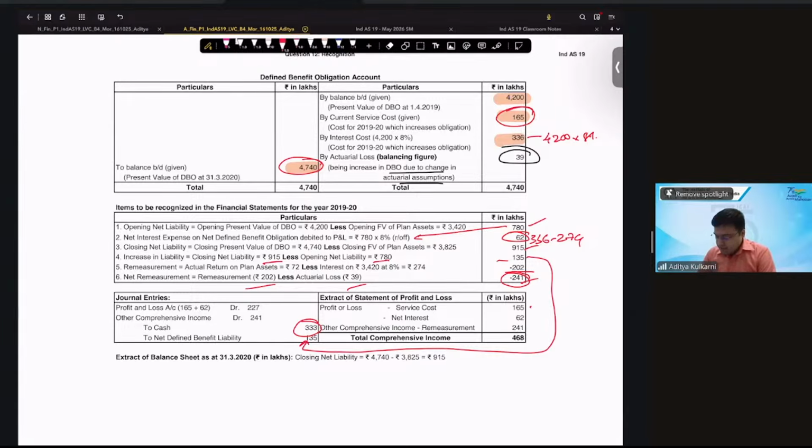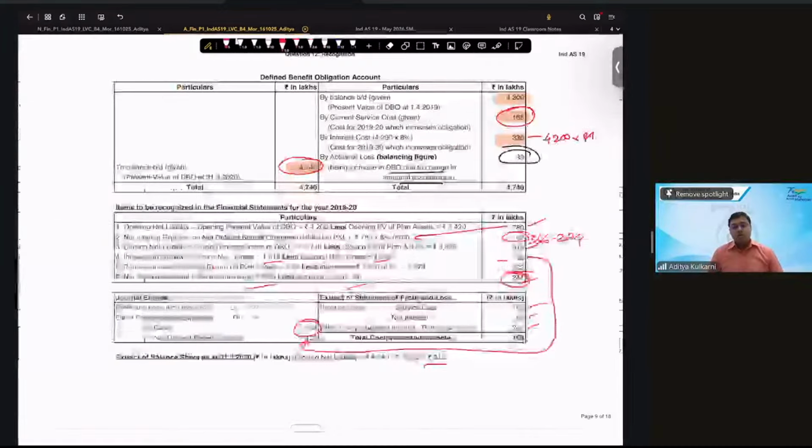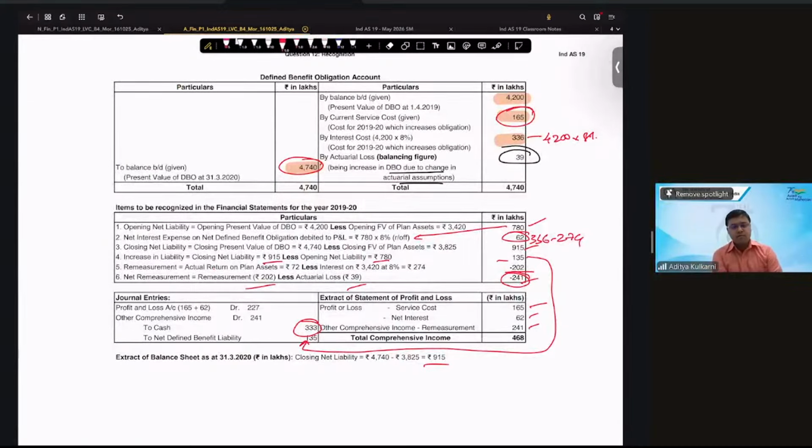In the P&L, service cost of 165, net interest of 62, OCI remeasurement of 241. And in the balance sheet, closing net liability of 950. Are we okay with this? Are we okay with this?